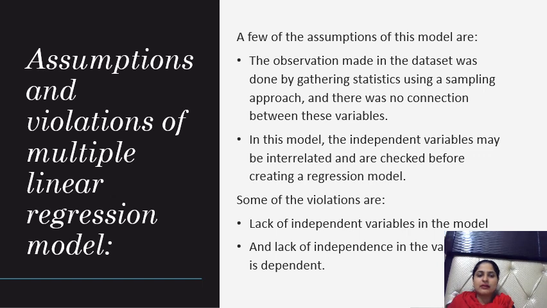Now I'm going to discuss the assumptions and violations of the multiple linear regression model. A few of the assumptions of this model are: the observations in the dataset were made by gathering statistics using a sampling approach and there was no connection between these variables. In this model, the independent variables may be interrelated and are checked before creating a regression model. Some of the violations are lack of independent variables in the model and lack of independence in the variable that is dependent.